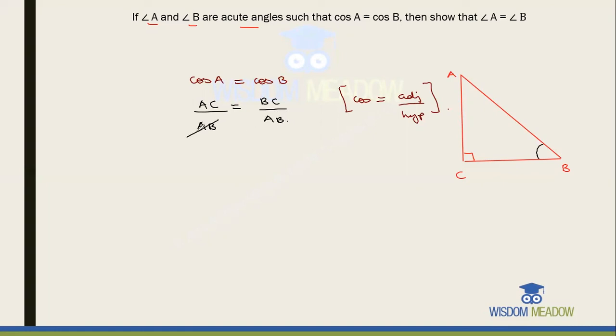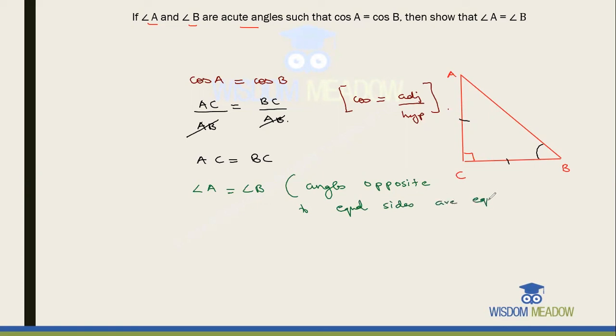Now we can cancel AB on both sides, so you would get AC is equal to BC. So both sides are equal. If those two sides are equal, we can say that angle A is equal to angle B using this theorem, that the angles opposite to equal sides are equal. So hence proved.